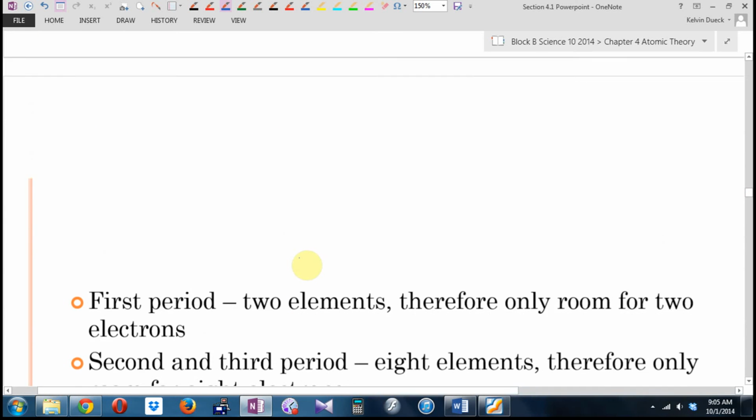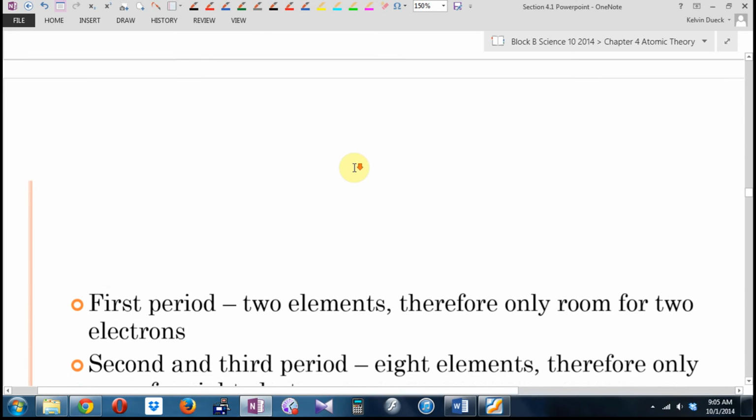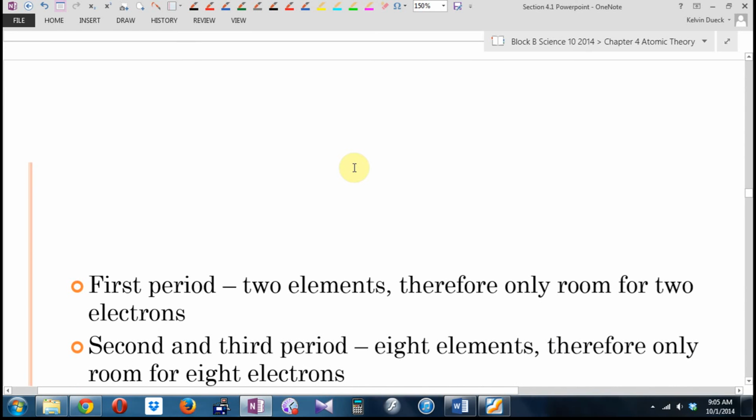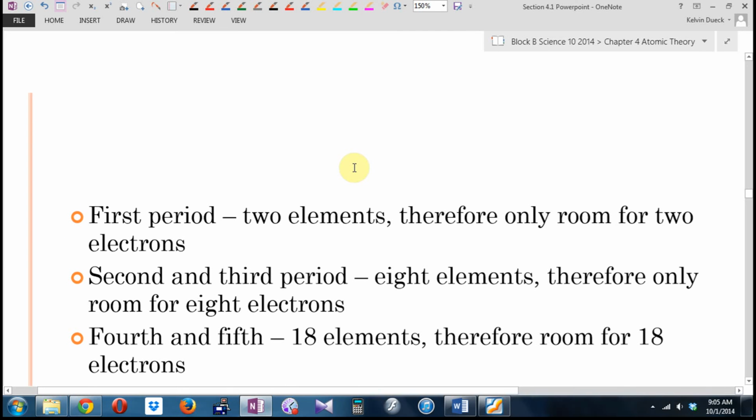So, first period, 2 elements, therefore only room for 2 electrons. I'm going to repeat myself because this is so important. If this seems obvious and boring, then I'm doing my job, then you're learning it. Second and third period, 8 elements, therefore room for 8 electrons in each shell. Fourth and fifth, 18 elements, therefore room for 18 electrons. And that's why it's 2, 8, 8, 18. But really it's 2, 8, 8, 18 yuckiness, because then some of the rules that I've told you start breaking down.